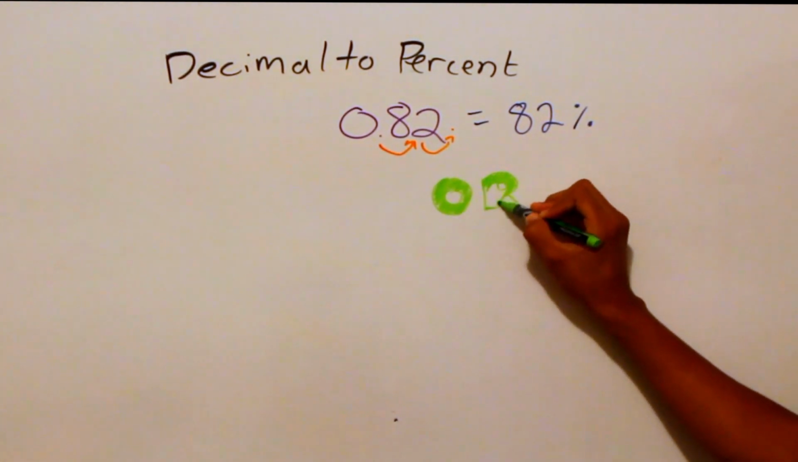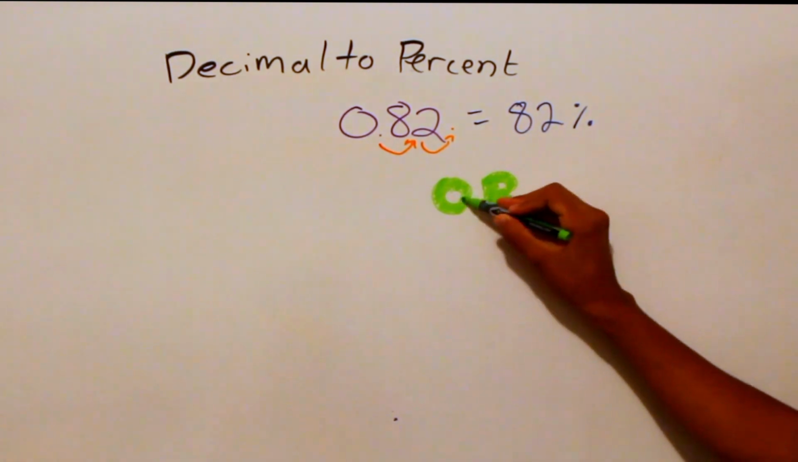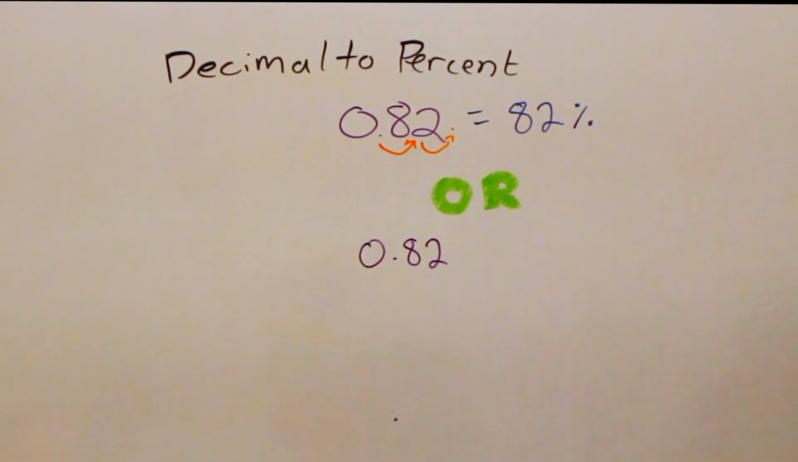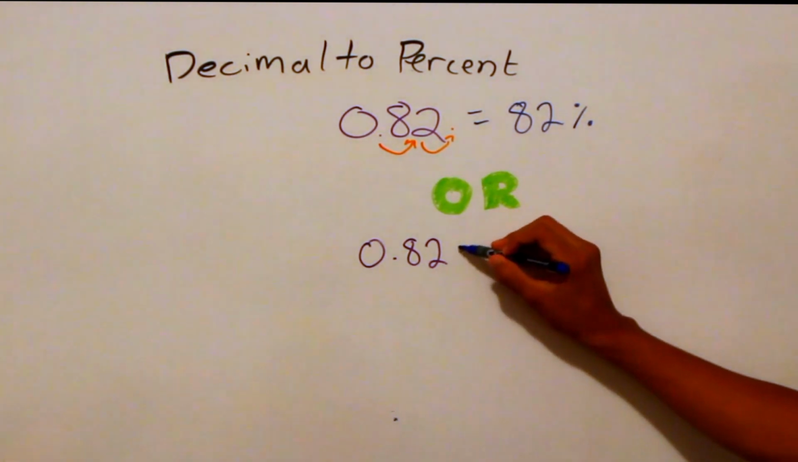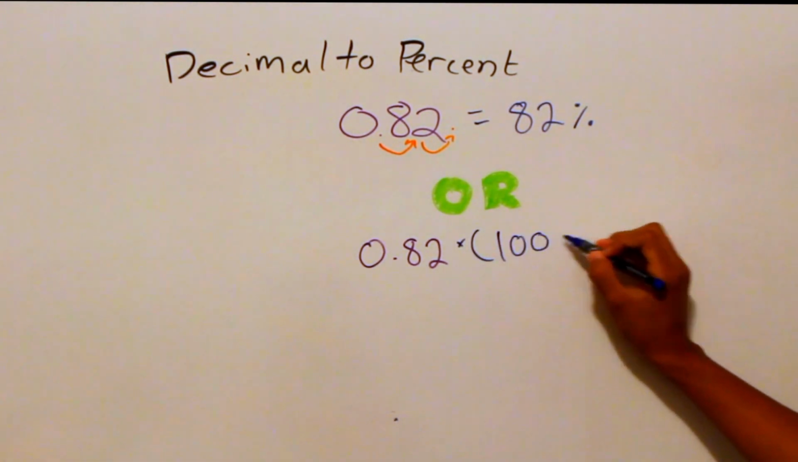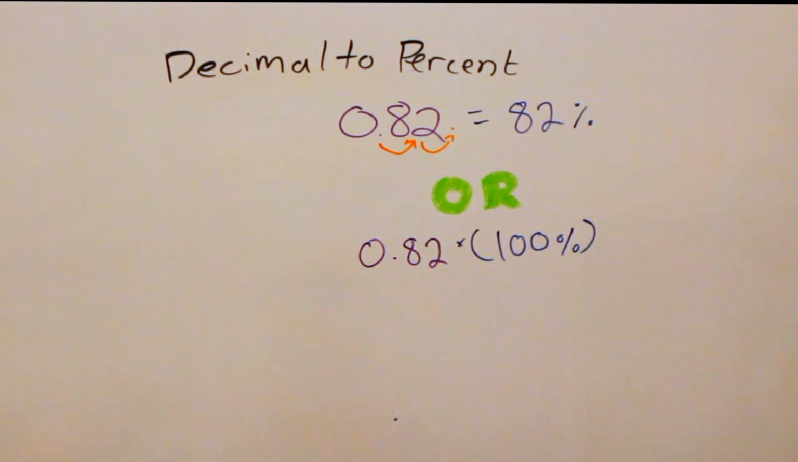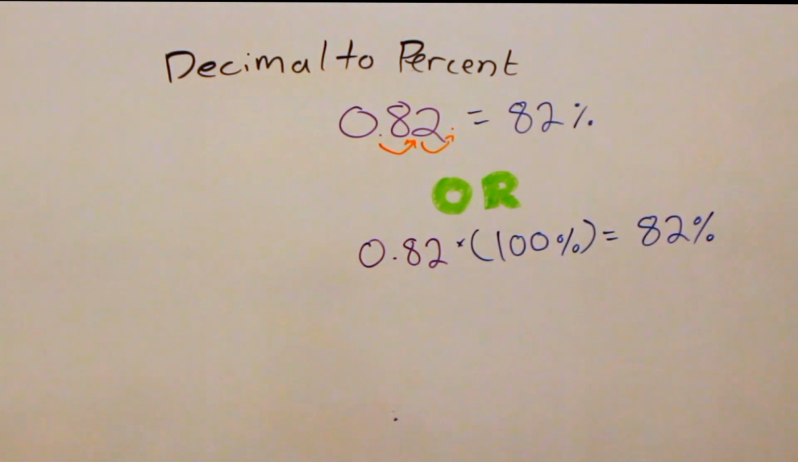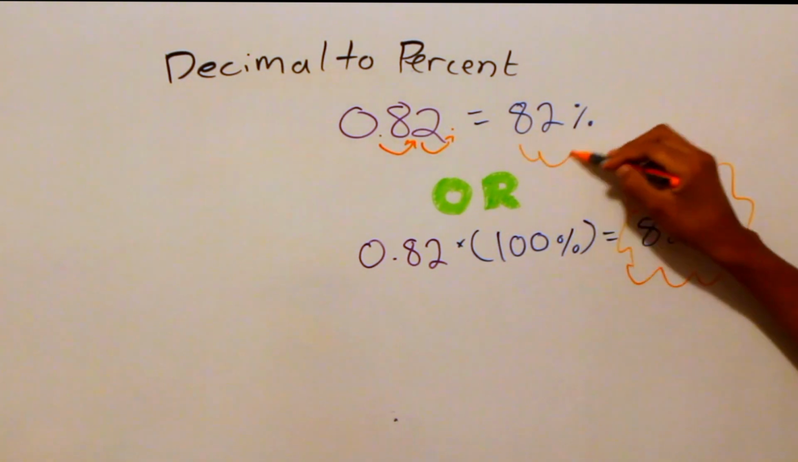The more common way to convert is to multiply the decimal by 100%. Let's multiply 0.82 by 100%. So 0.82 times 100 is 82. And since we multiply by a percent, we add a percent sign at the end and result with 82%.